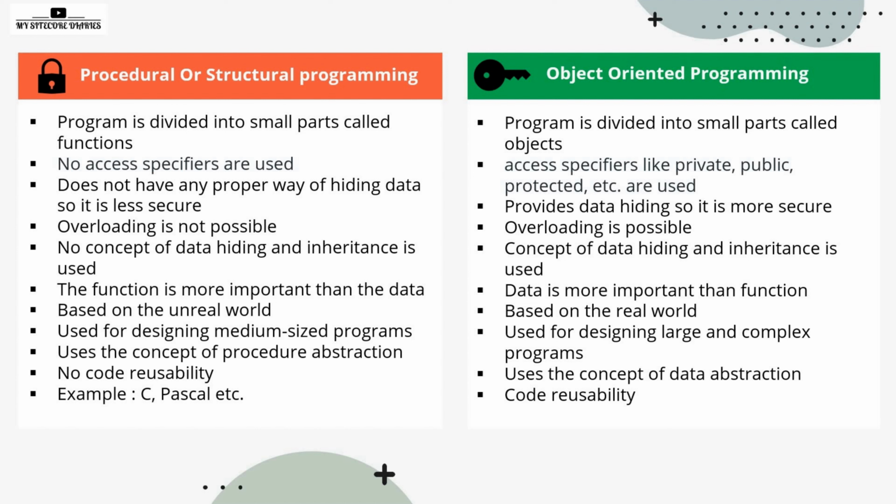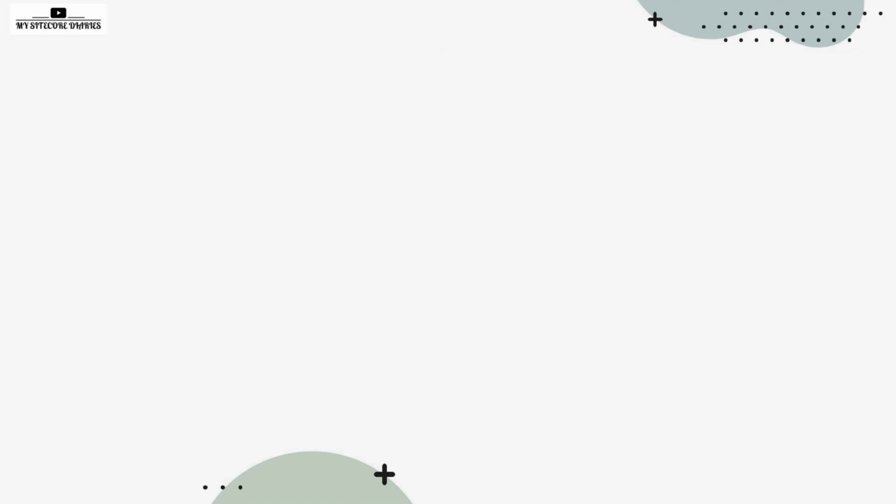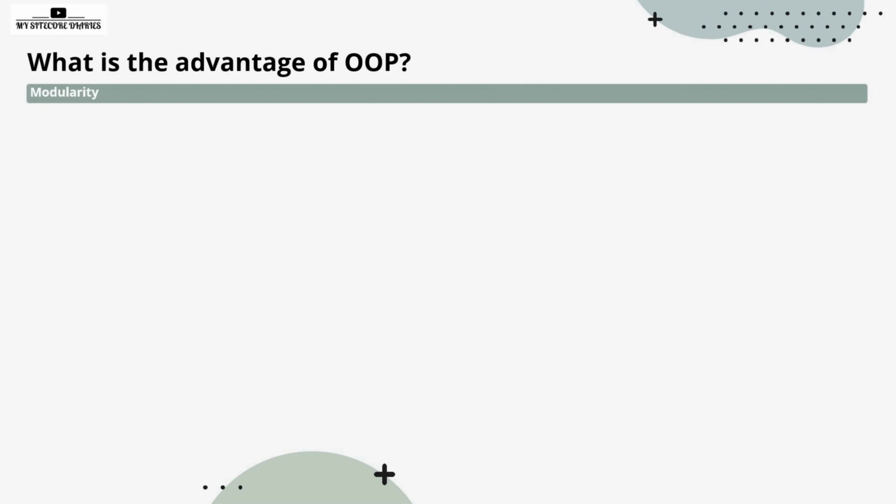Now you have an overview of object-oriented programming. Now let us see why we use object-oriented programming. Before that, examples of object-oriented programming languages are C#, C++, Python, etc. So let's see the advantages of using object-oriented programming.